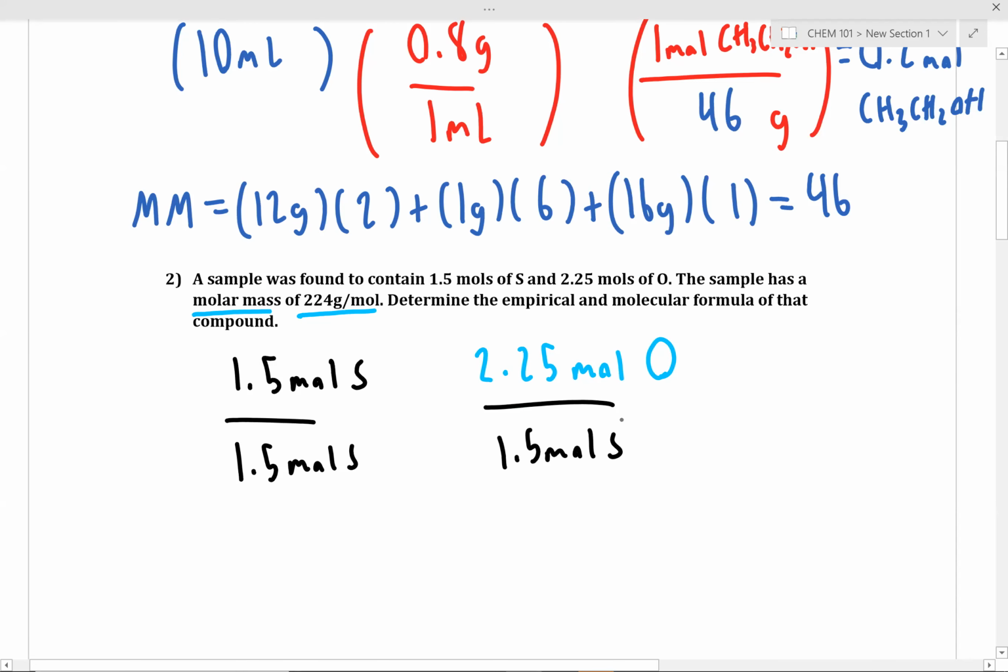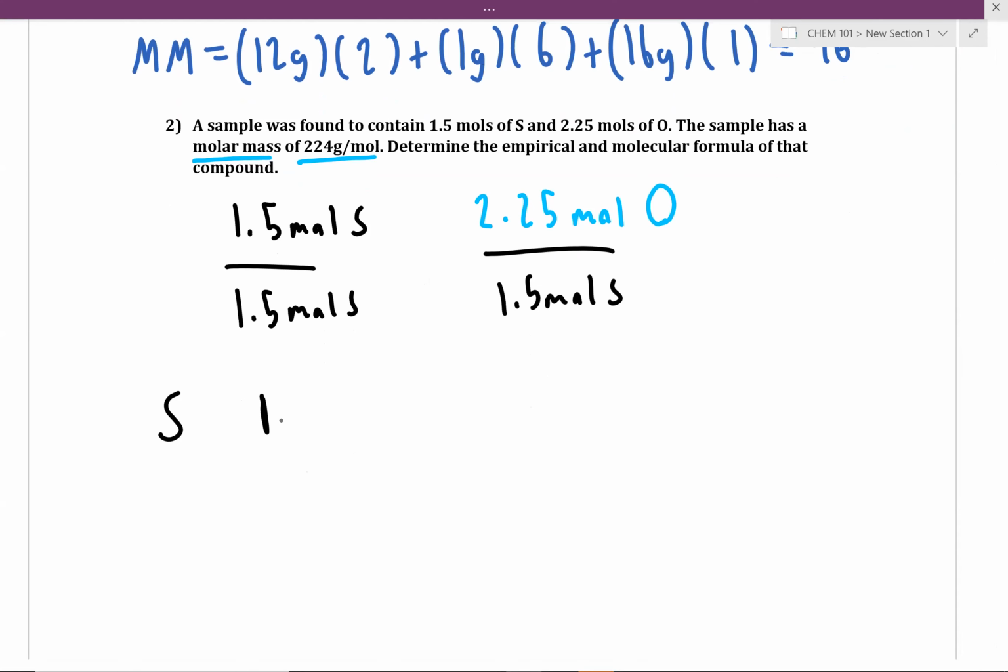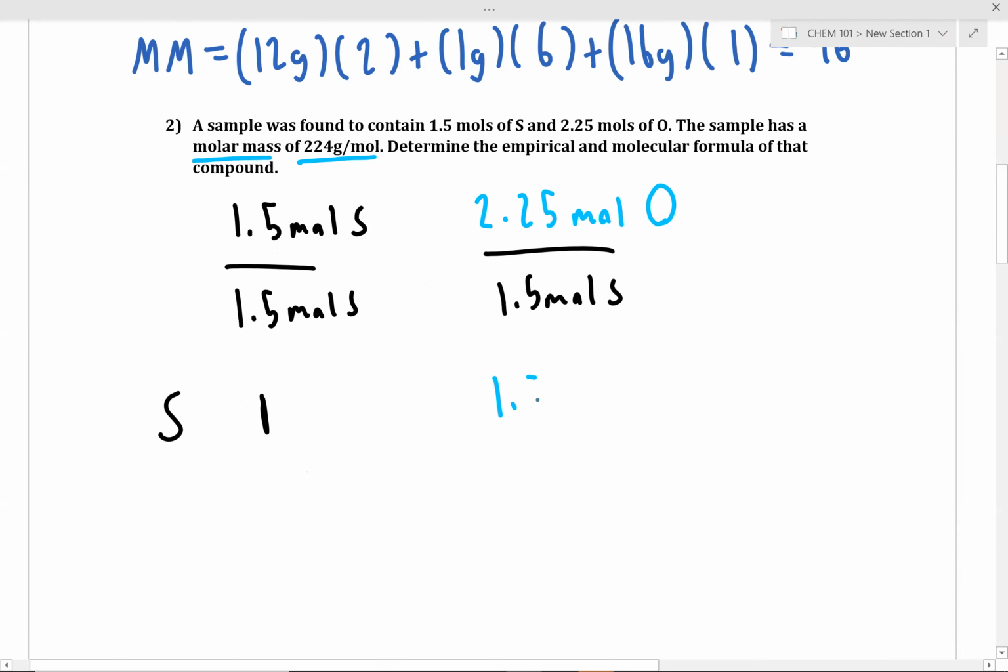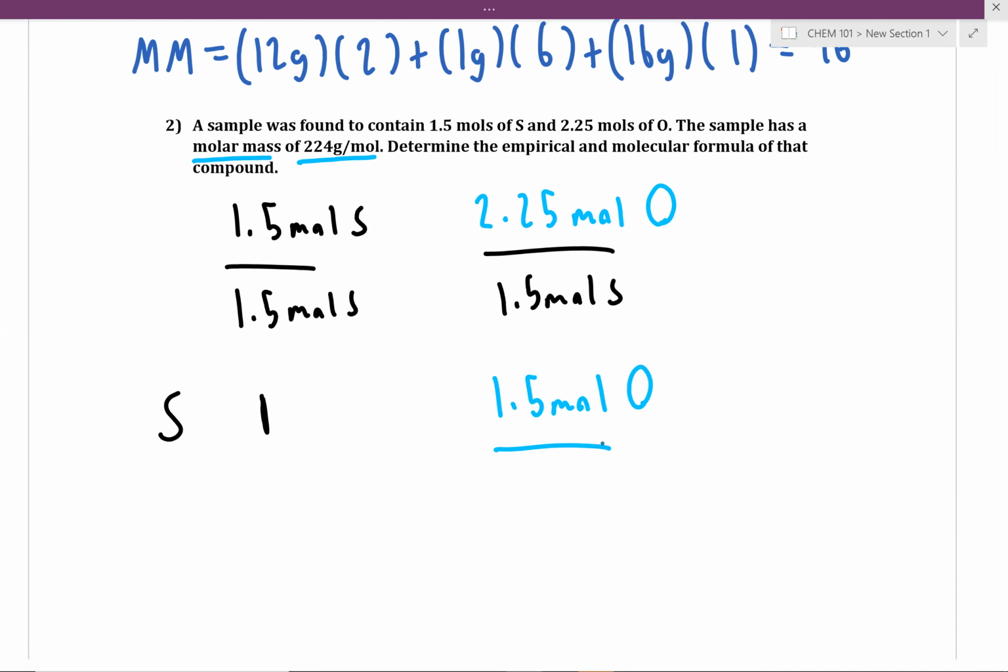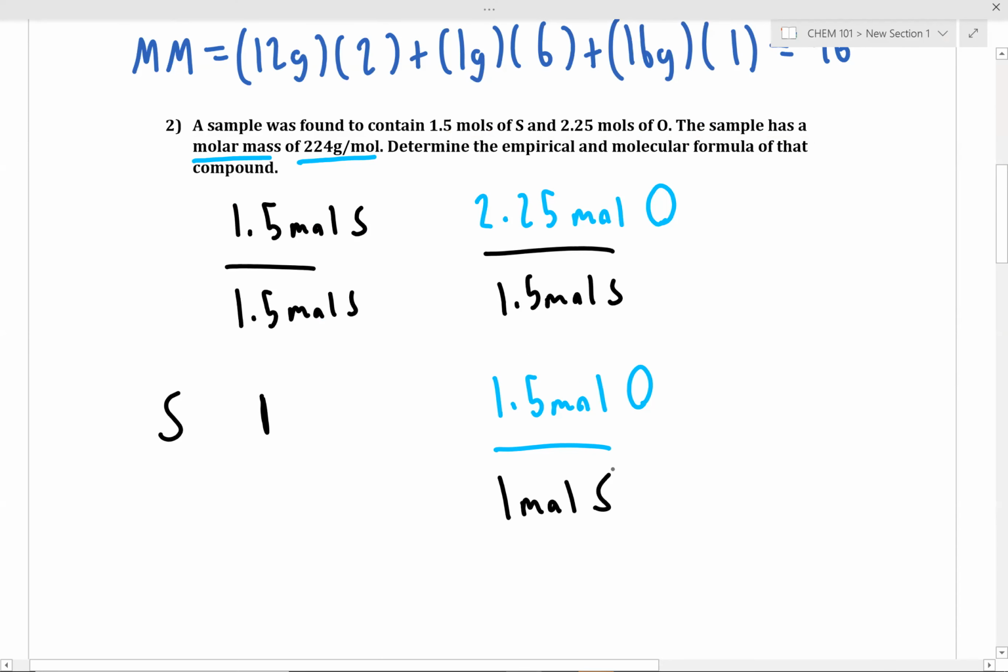So in the end, after we divide both quantities by 1.5, for our sulfur coefficient we have 1. And then for our mole of oxygen per mole of sulfur, 2.25 divided by 1.5. After punching this into our calculator, we get 1.5 moles of oxygen per every 1 mole of sulfur. Okay, we have a mole-to-mole ratio.